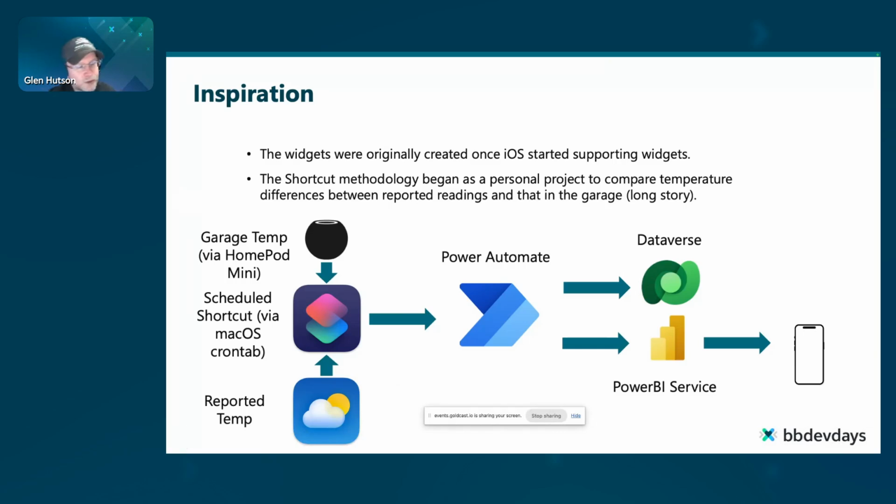But I went into this really big tangent, long story, comparing how hot or cold I got my garage as compared to the reported temperature. So this started off by using my scheduled shortcuts to ask my HomePod Mini that's in the garage what the temperature is, pull in the reported temperature from the weather app, send it up to Power Automate, push that over to the Dataverse, push that over to the Power BI service, and as well as pushing that, I can actually look at that on my iPhone.